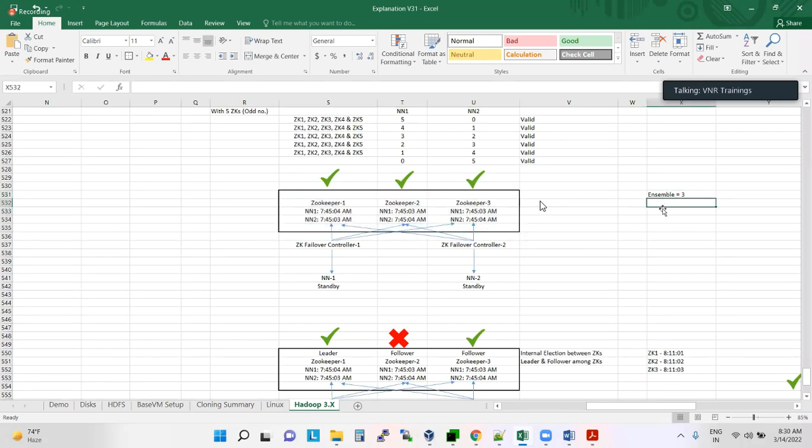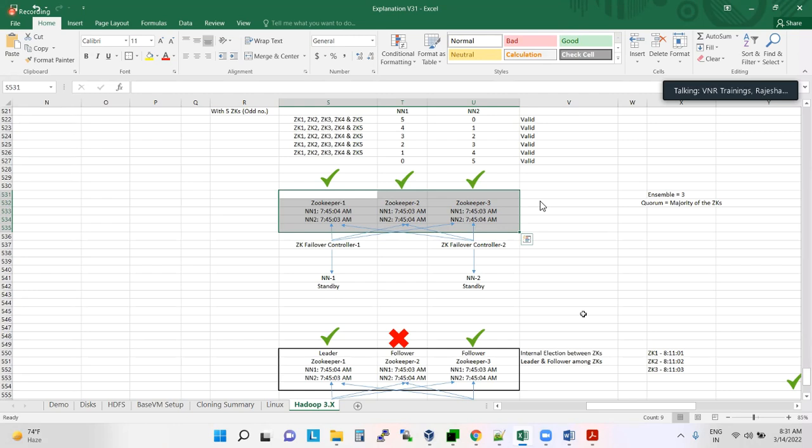So ensemble means the total people in the group. But quorum, what is quorum? The majority of them. Tell me, out of 3 zookeepers, what is the majority? 3 ensemble, 3, 0 or 2, 1. No, sir. Out of 3, what is the majority here? At least 2. At least 2 people should be present to take a decision. Yes or no?